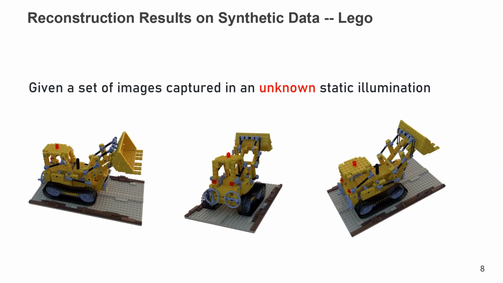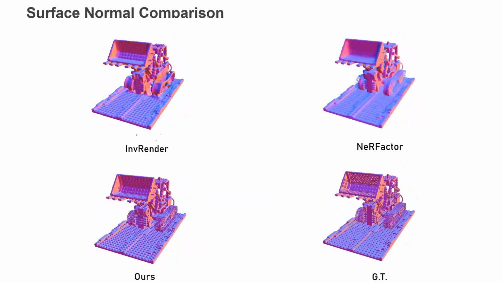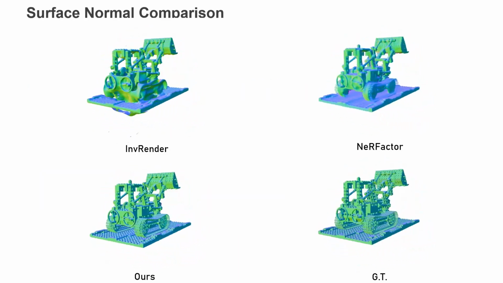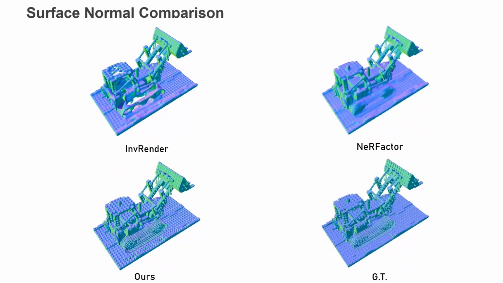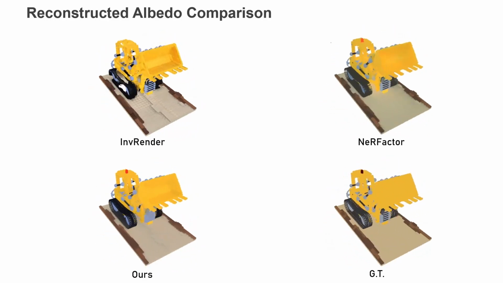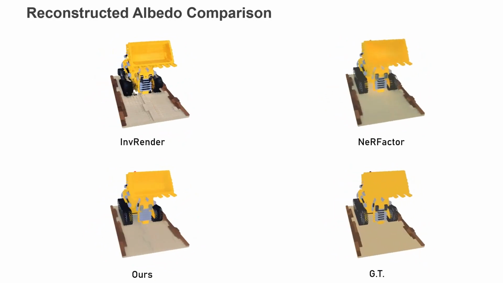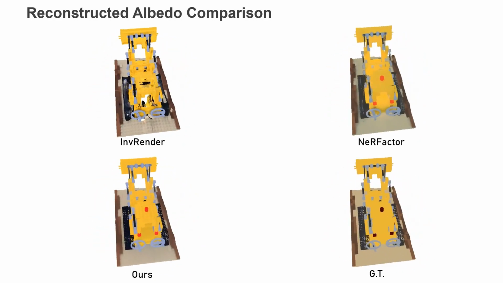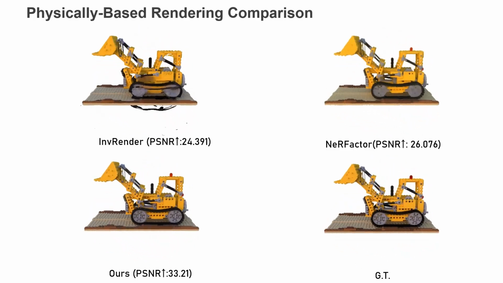Here is the reconstruction result from one of the synthetic data, LEGO. When compared to the NeRF-based baseline, NeRFactor, and the SDF-based baseline, InvRender, our method demonstrates significantly improved geometry reconstruction quality. This is the albedo reconstruction comparison. This is the novel view synthesis comparison with physically based rendering.